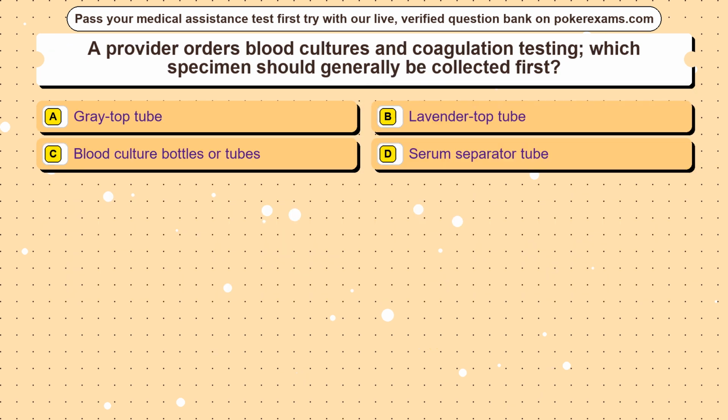Question 44. A provider orders blood cultures and coagulation testing. Which specimen should generally be collected first? Option A, gray top tube. Option B, lavender top tube. Option C, blood culture bottles or tubes. Option D, serum separator tube.